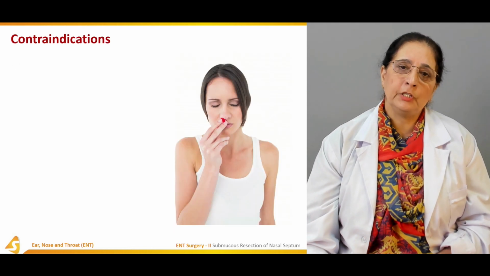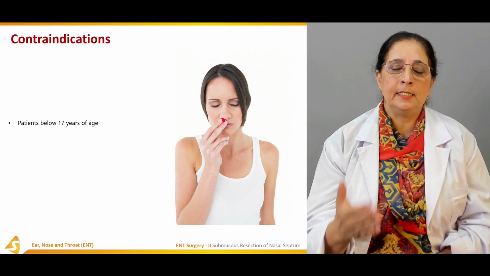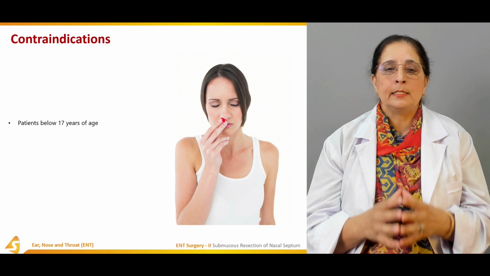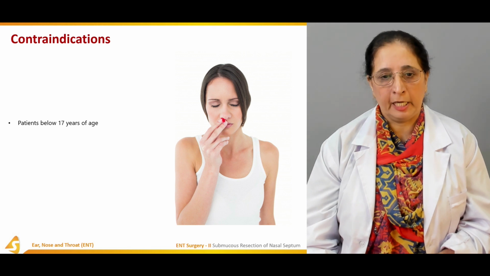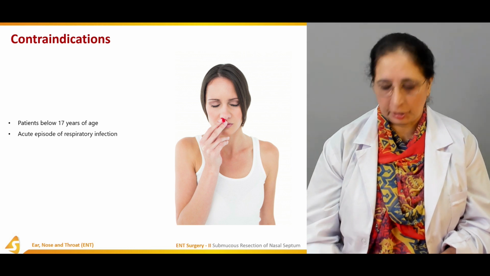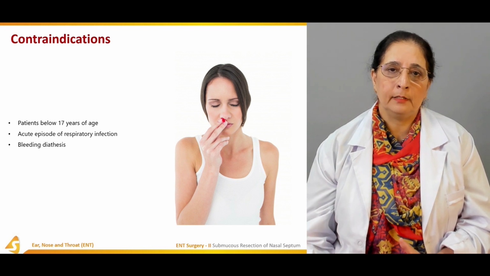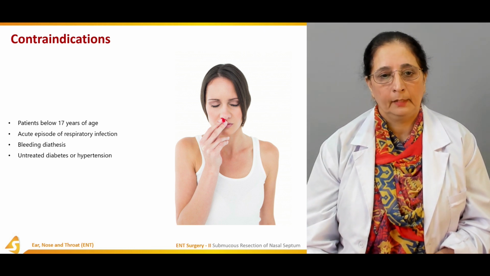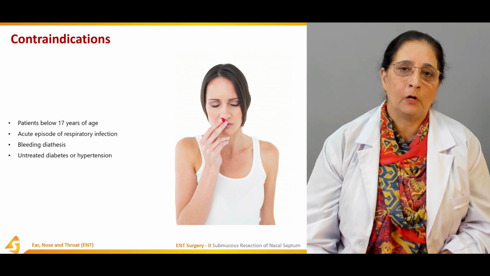The contraindications of SMR or submucosal resection: patients below 17 years, as with anterior antrostomy, is a contraindication. So SMR should not be performed in patients who are under 17 years of age. Also acute episodes of respiratory infection. Bleeding diathesis: there will be increased bleeding in patients who have bleeding disorders, so it should not be performed. Untreated diabetes or hypertension is another contraindication.